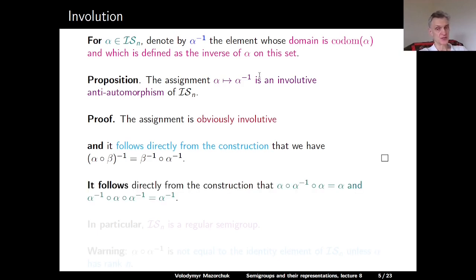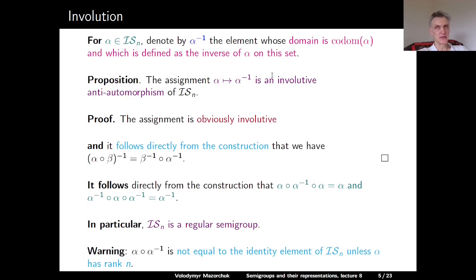Directly from the construction, it follows that alpha after alpha to the power minus 1 after alpha is equal to alpha, and also alpha to the power minus 1 after alpha after alpha to the power minus 1 is alpha to the power minus 1. In other words, alpha to the power minus 1 is an inverse element for alpha. So in particular, ISN is a regular semigroup. Each element has at least one inverse. We have explicitly constructed it.